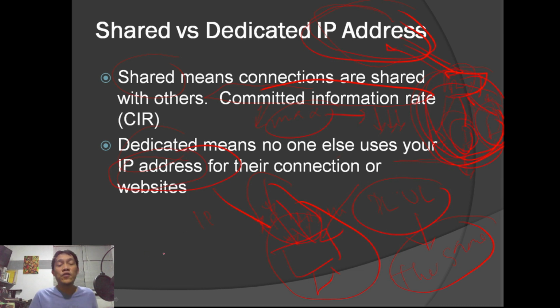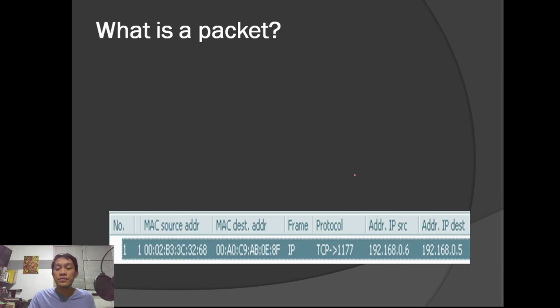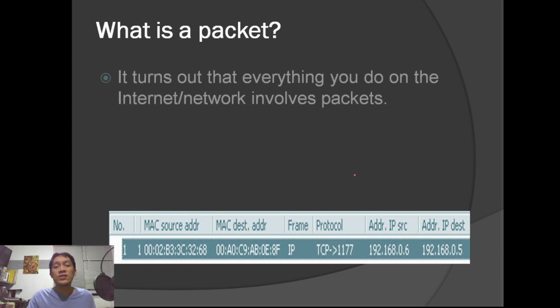Okay? So if you will be given 10 Mbps, basically you have 10 Mbps for download and upload. Okay? So that is the difference between a shared and dedicated IP address. Okay, so we have the packet. So it turns out that everything you do on the internet or network involves packets. So everything that you do on the internet or network, it requires packets.